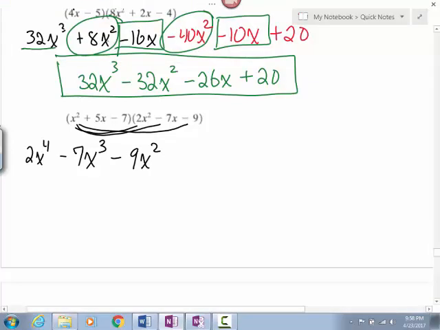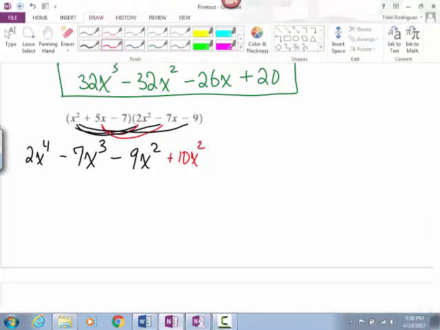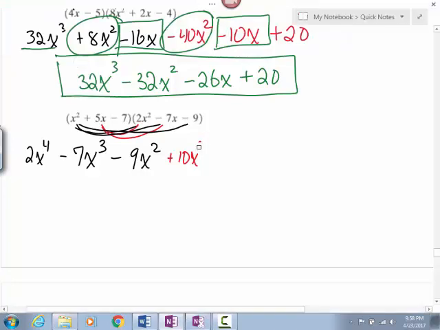Okay. Now let's do our 5x. So 5x times 2x squared is a plus 10x squared. 5x times a negative 7x, oops, shouldn't this have been x to the third right there? Yeah, that was my mistake. Okay. Let's come back here. So yeah, 5x times 2x squared, 10x to the third, better. Okay, 5x times negative 7x is a negative 35x squared. And then a 5x times a negative 9 is a negative 45x.